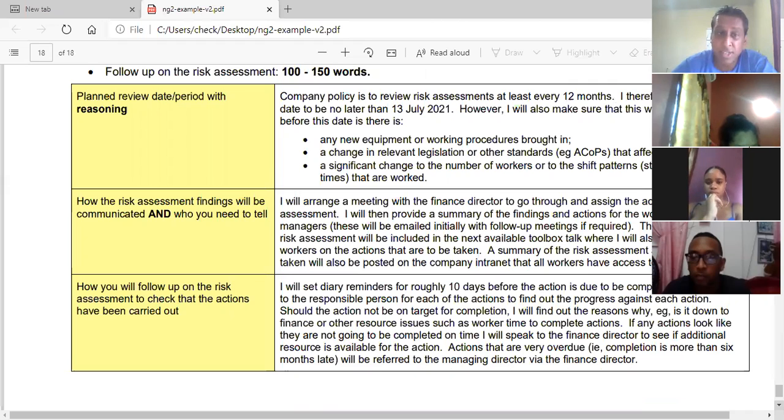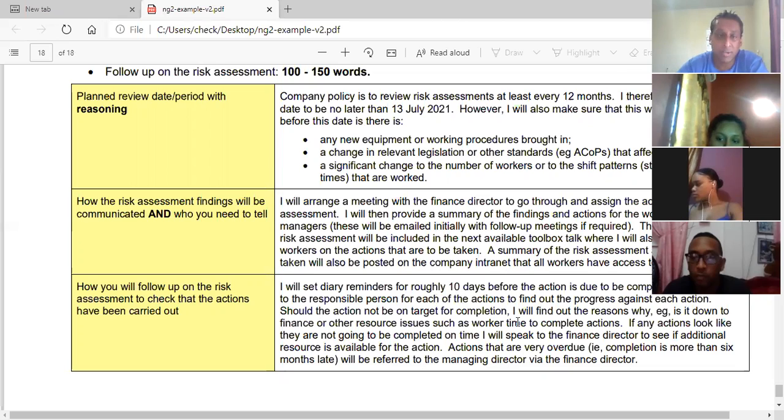Last piece, and we are finished. How would you follow up on the risk assessment and check that the actions have been carried out? So you can just take it from here. I will set diary reminders for roughly 10 days before the action is due to be completed. I will speak to the responsible person for each action to find out the progress against each action. Should the action not be on target for completion, I will find out the reason why.